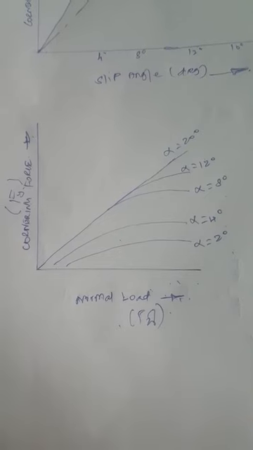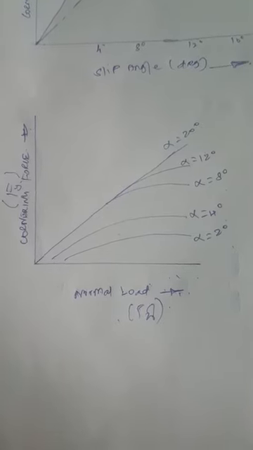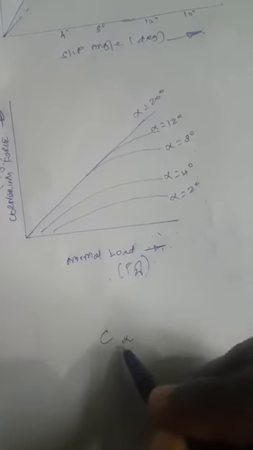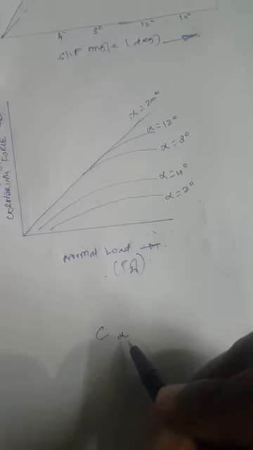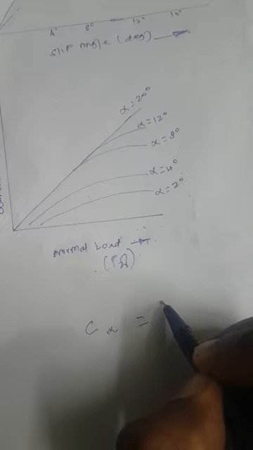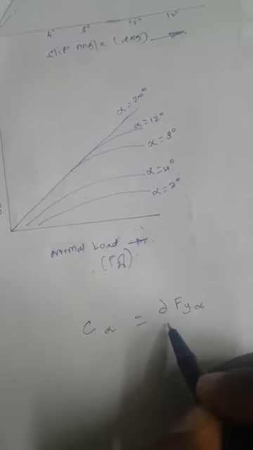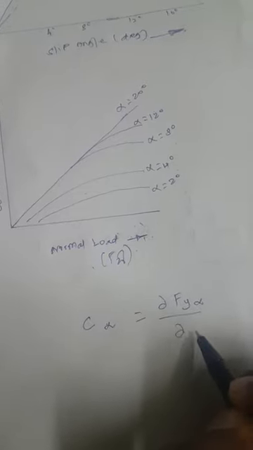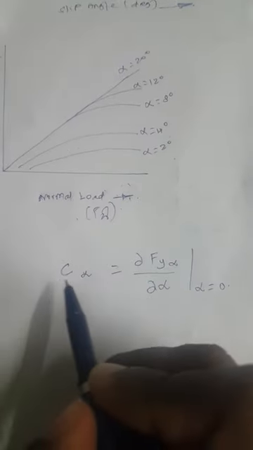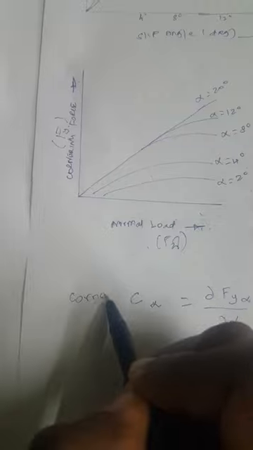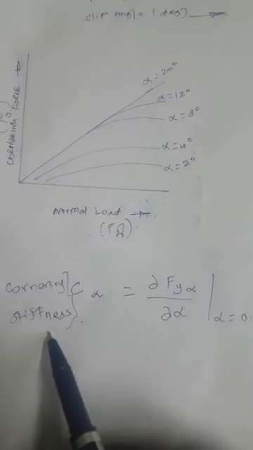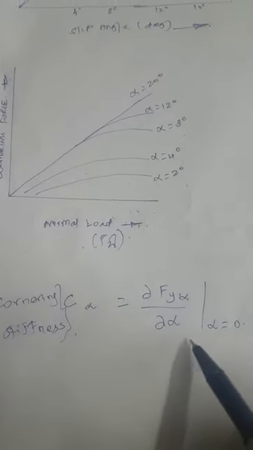To provide a measure for comparing the cornering behavior of different tires, a parameter called cornering stiffness is used. This cornering stiffness is denoted as C alpha. It is defined as the derivative of cornering force with respect to the slip angle. So C alpha is equal to the derivative of cornering force Fy alpha with respect to slip angle, partial derivative with respect to alpha, as alpha tends to 0, right? So C alpha we generally call cornering stiffness. This cornering stiffness describes the relationship between the cornering force because of slip angle and the slip angle.